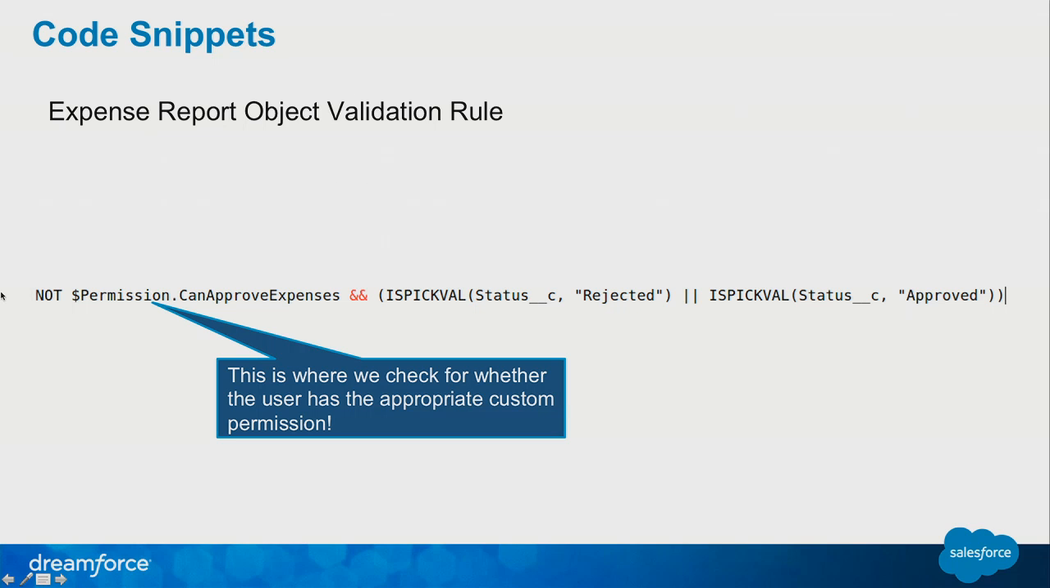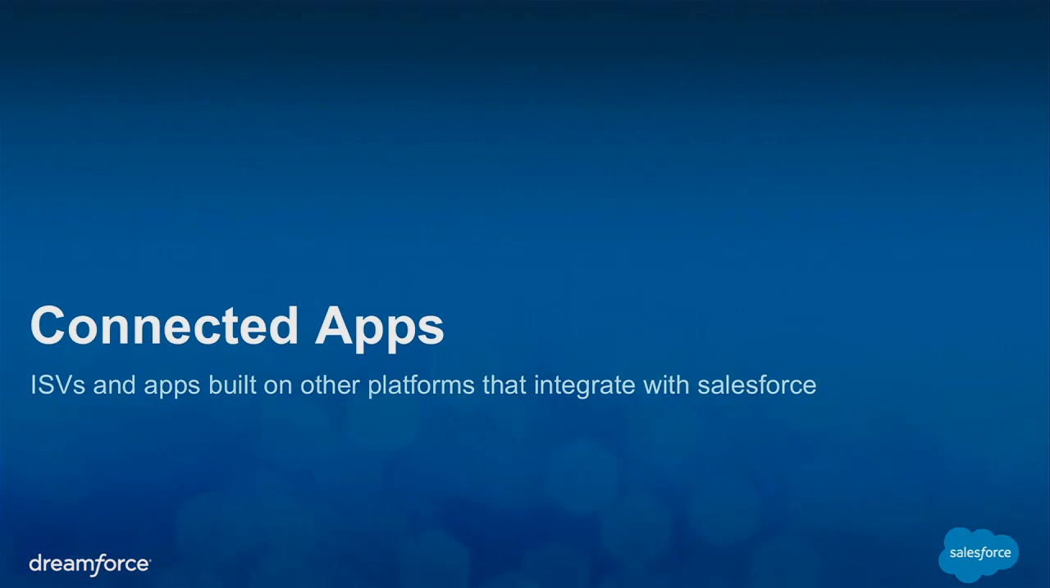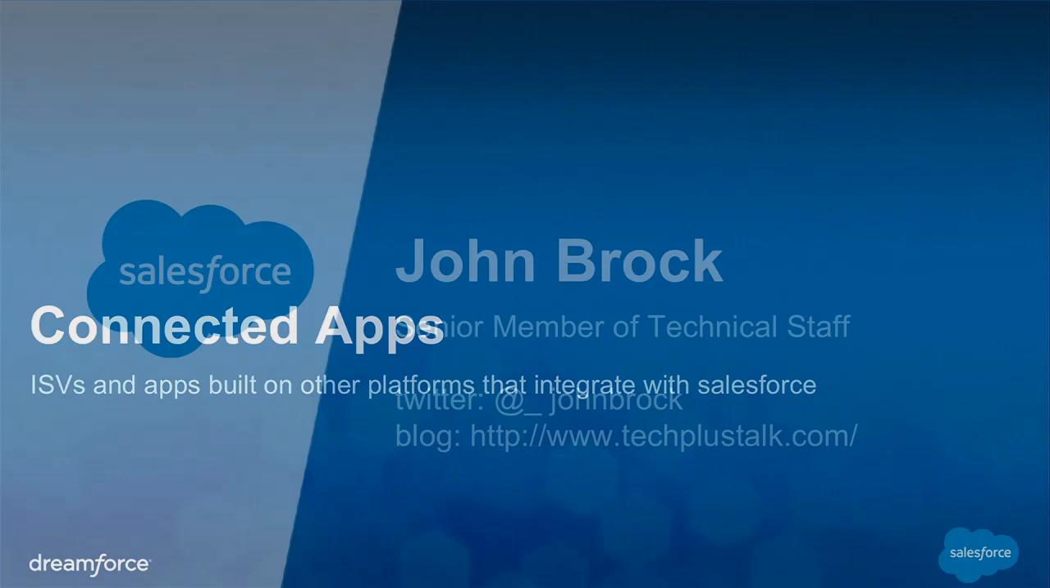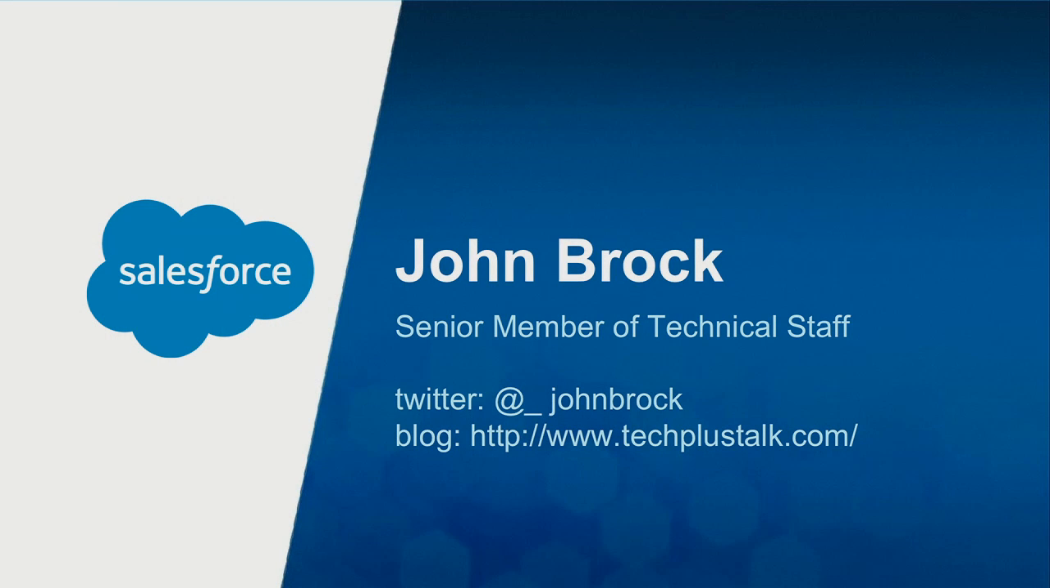All right, so that's if you're building apps on the platform. What happens when you're building apps off the platform? We have a phenomenal bit of technology that allows you to use OAuth and connected apps to build an app as an ISV or build off platform, but to connect in and understand the authorizations and the rights of a user who's been configured on Salesforce. So for that, I'm going to bring up to the stage John Brock, aka Heisenberg.